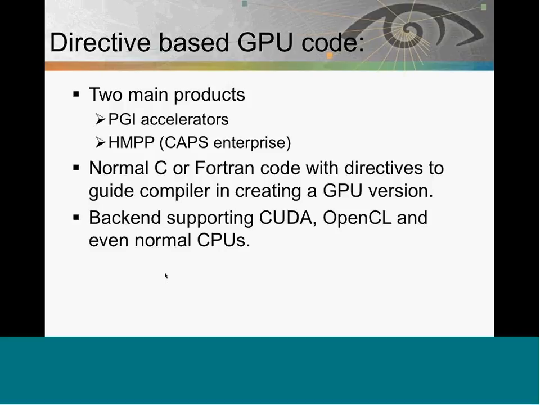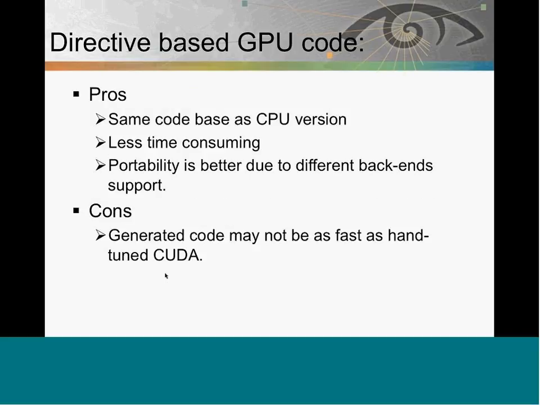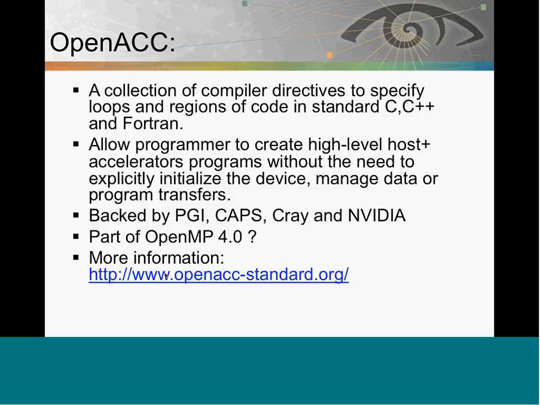Another important advantage of these directives is that you don't need to worry about whether it's CUDA, OpenCL or CPU. You can say, I have this architecture, and the directive can automatically identify and convert the code for the target processor. So I think OpenACC is becoming popular.